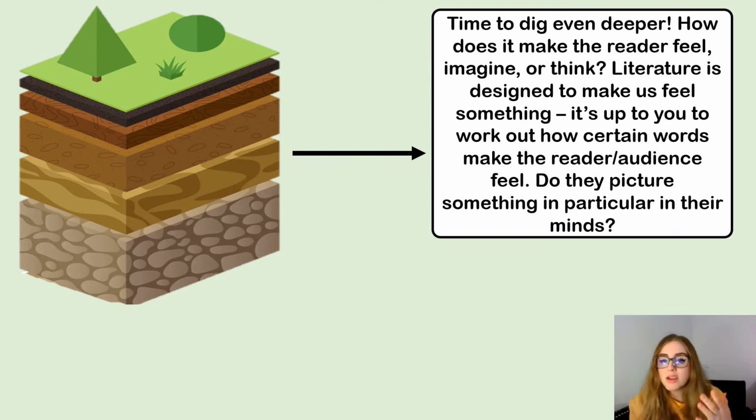So how does it make the reader feel, imagine, think? In this case, it's the audience, however. Literature is designed to make us feel something. It's up to you as the students to work out how certain words make the audience feel. Do they picture something in particular in their minds? Why did Shakespeare, in this case, choose the particular words that he has?